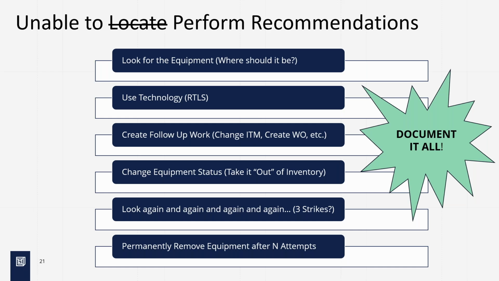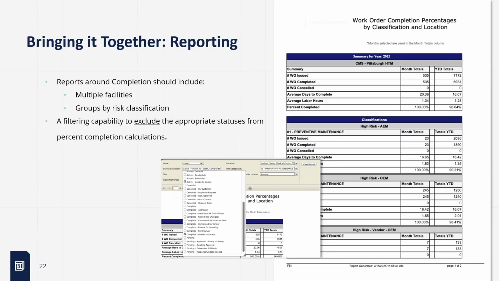Change your equipment status, which takes it out of inventory. Make sure you just don't have unable to locate. Make sure you have retired, or something like, I retired this because I couldn't locate it. If you notice in the report, we'll look at it again, there were a ton of statuses that we're using to track some of that as well. I know it's not easy to read, but that's the status of the work order that you might use to document all this and track the changes, and date and timestamp those items.